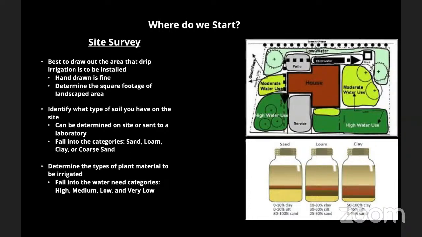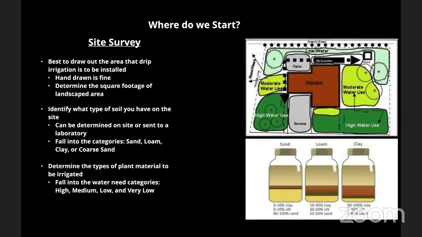But when we set up our drip grids, we will choose the volume of our individual emitters. Remember, I said 0.9, 0.6, 0.25. That's going to depend some on our soil type and how far apart we would put each of those lines. And then finally, your type of plant material to be irrigated. Are those high water plants, medium, low, or very low water use plants?